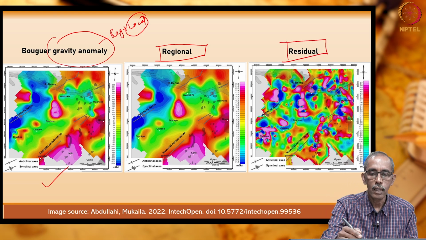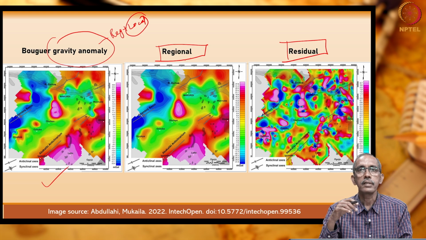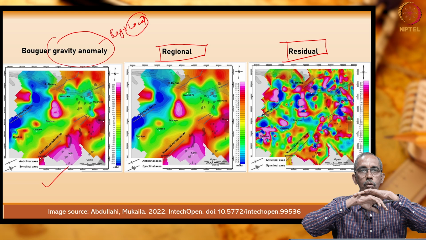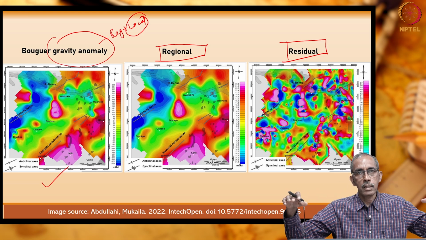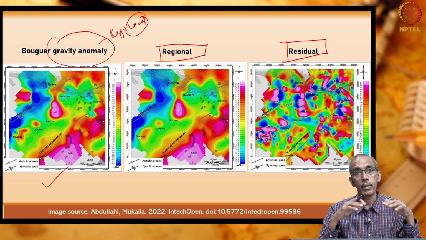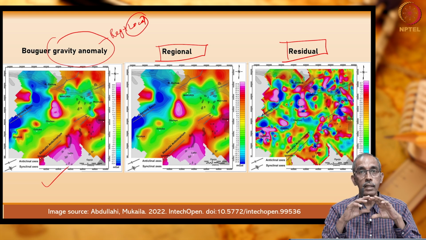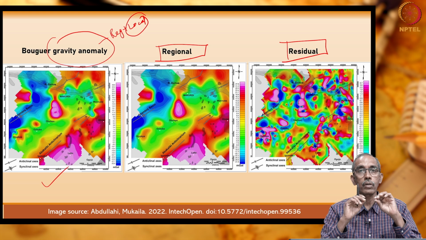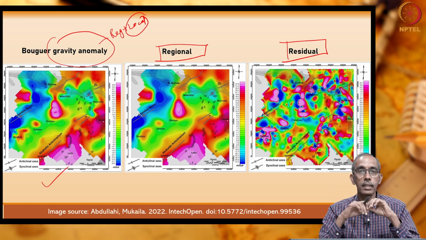So, in the regional anomaly, we see the impact on the gravity measurement due to very large structures and also deep structures, maybe even the effect of the crust, right. Whether the crust is thicker or thinner will also have its impact on the gravity which we measure at the surface.